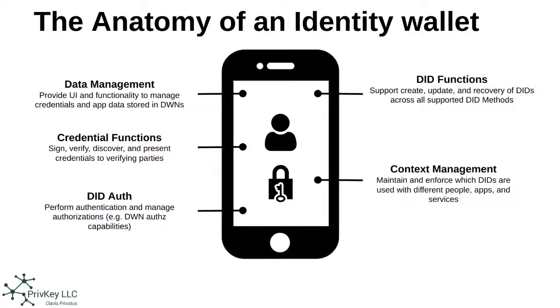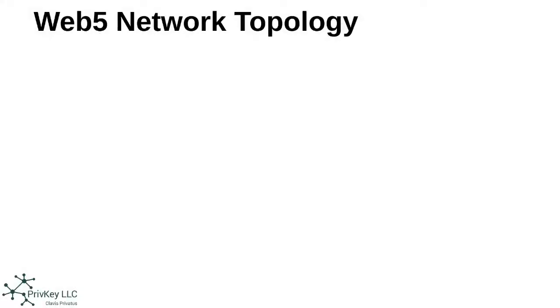And finally, you have contact management, which basically maintains and enforces which DIDs are used with different people and apps. This is similar to DID authentication, but in this case, it's what we talked about, the bartender wanting to see your identity and only wanting to know if you're above age or not. So what's permitted, right? What can be seen or not?